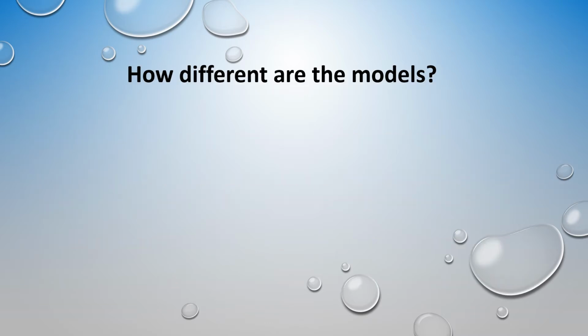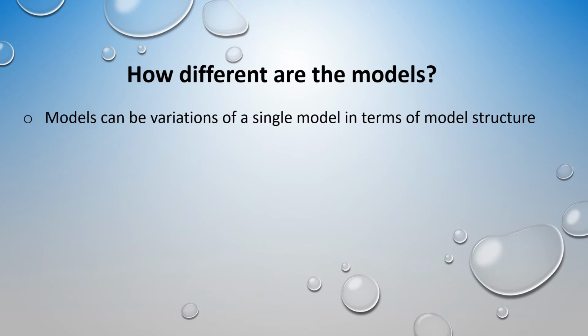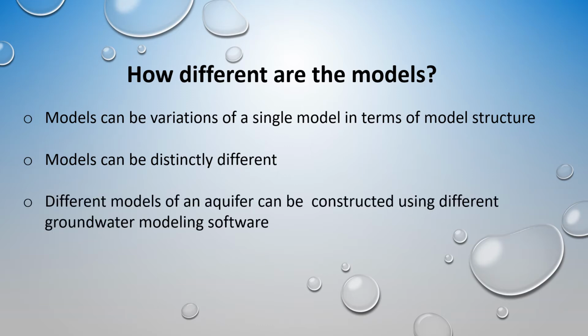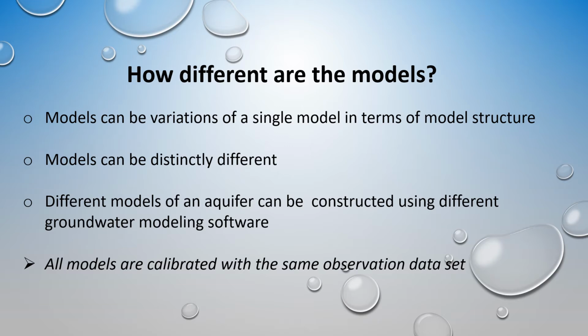How different are the models in a set of models? Models can be variations of a single model in terms of model structure. Models can also be clearly distinct from each other. You can even have different models of an aquifer that can be constructed using different groundwater modeling software. The one caveat is that all models are calibrated with the same observation data set.